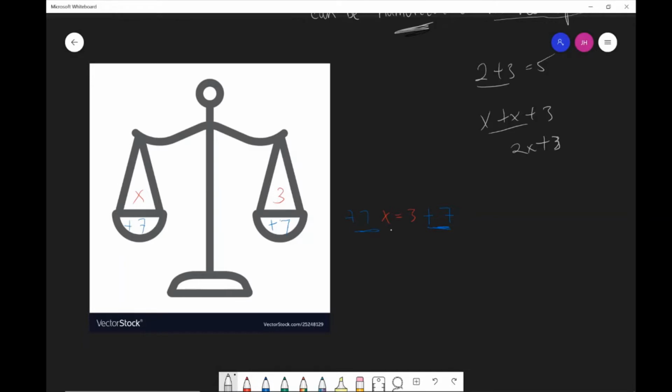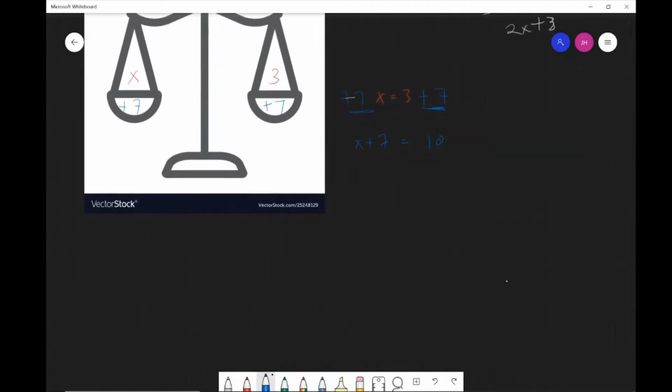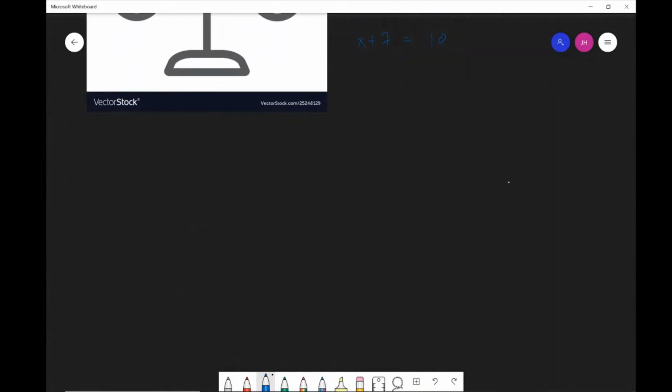So on the left side you have x plus 7. On the right side is equal to 3 plus 7, which is 10. Good. But what if I give you a problem and the problem begins with x plus 7 equal to 10? Without looking at my previous notes, can I solve it? Yes. We can definitely solve an algebra equation.